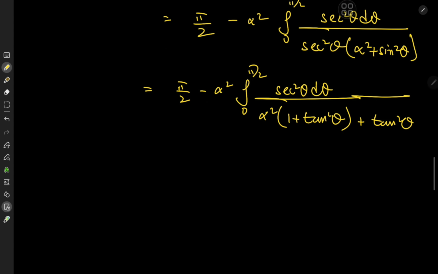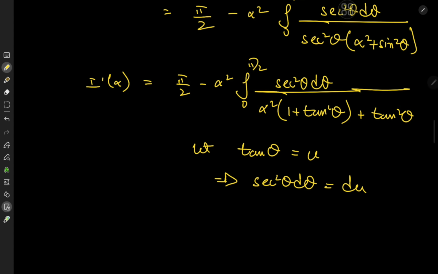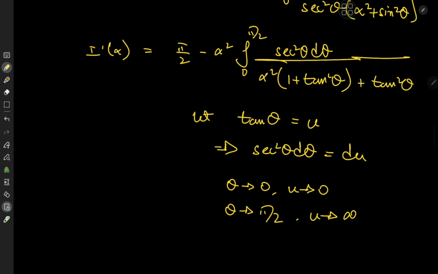And now I have quite a nice candidate for another transformation. So we'll let tangent squared theta equal u, rather, wait, all I need is tangent theta equal to u. That will suffice, because this will imply that secant squared theta d theta equals du. And of course the limits: as theta approaches 0, we have u approaching 0, and as theta approaches pi over 2, the tangent function, that is u in this case, approaches positive infinity.